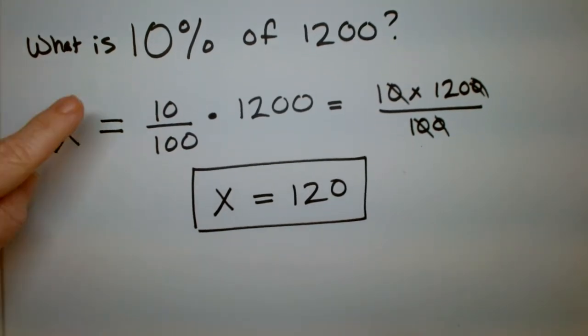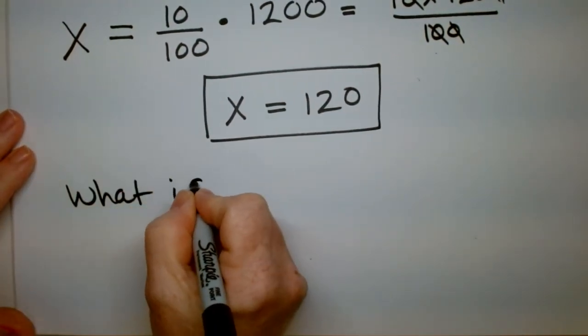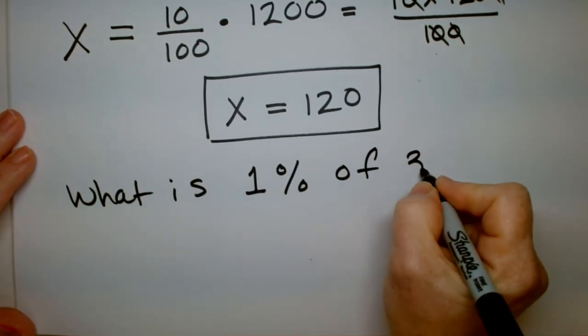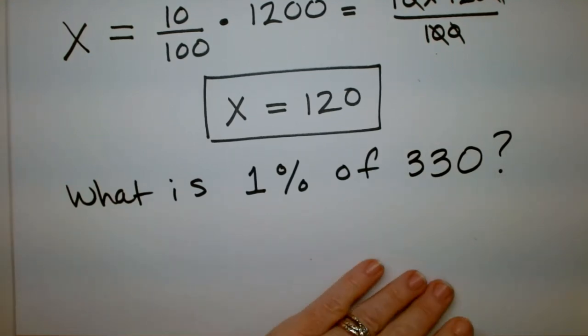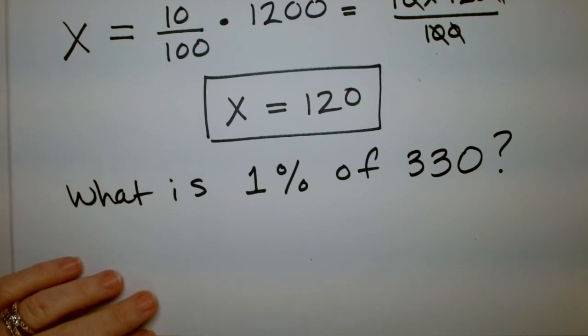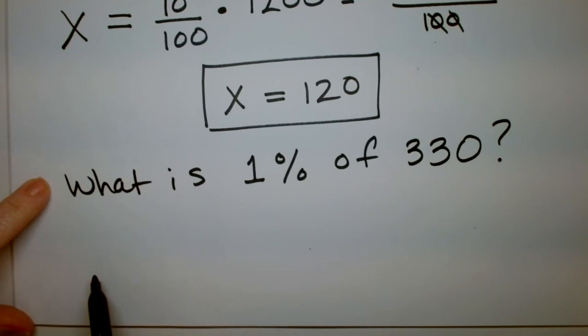What if I said not 10%, but what is 1% of 330? Okay, tell you what. I have a bag of 330 M&Ms. You get 1% of them. How many am I giving you? Okay, so let's translate. We're going to decode this.